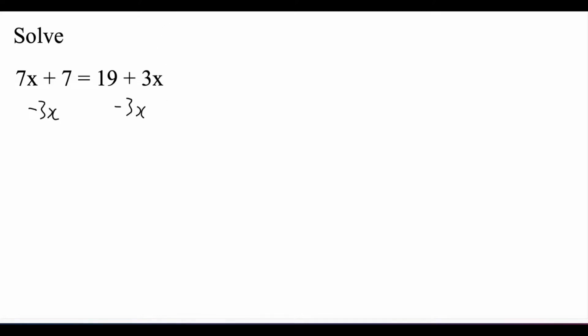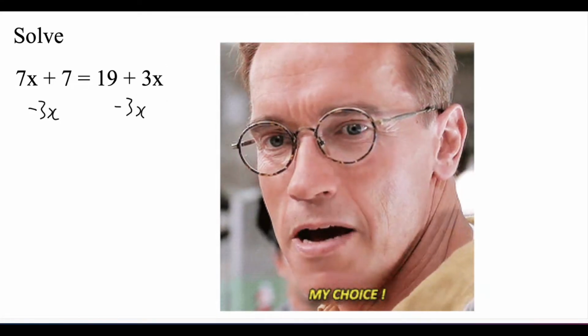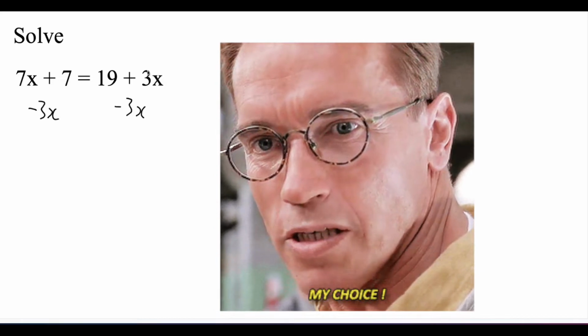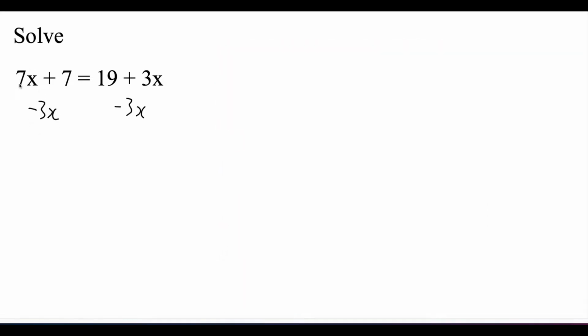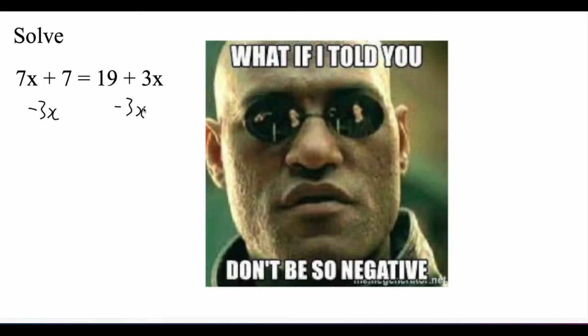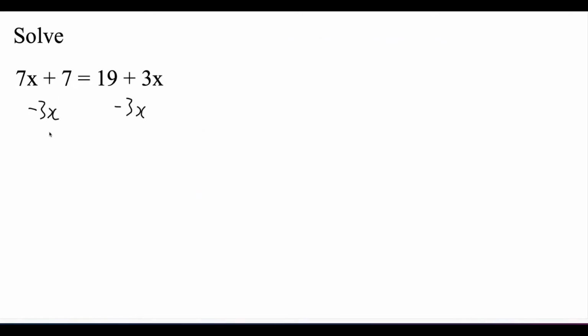But I personally prefer to take away 3x, and the main reason is because if we take away 3x from both sides, you have 7x take away 3x, which is a positive number. However, if you take away 7x from both sides, then you end up with 3x take away 7x, which gives you something negative. And we want to try and avoid negative numbers if possible. So I'm just going to go and take away 3x from both sides.